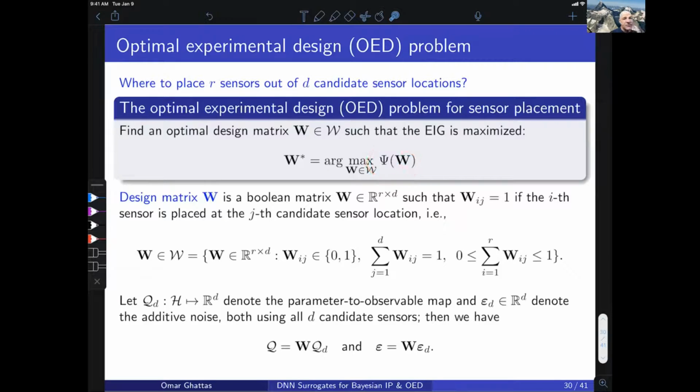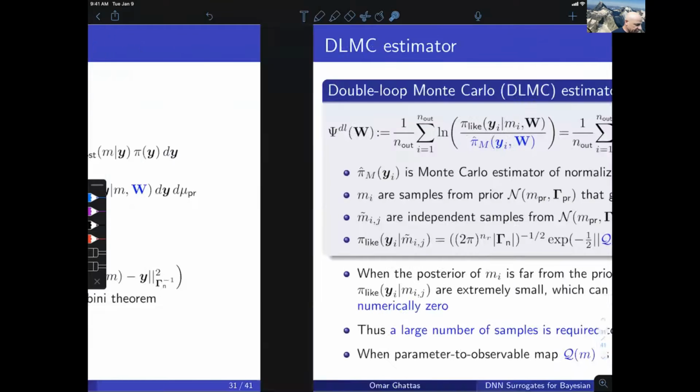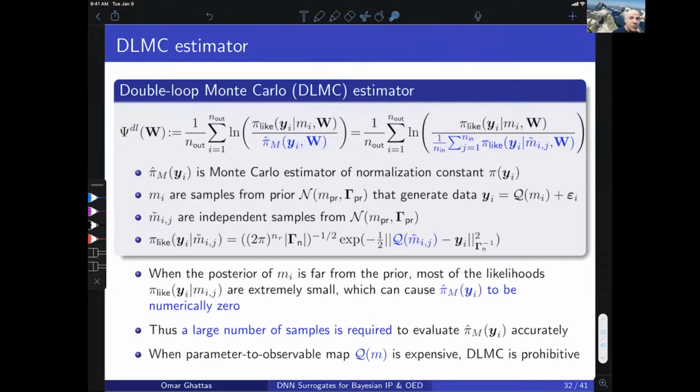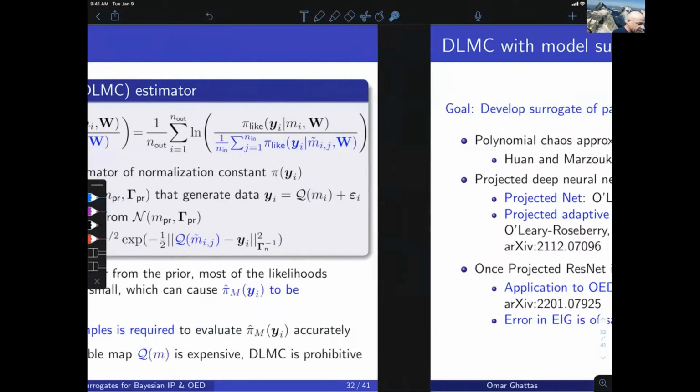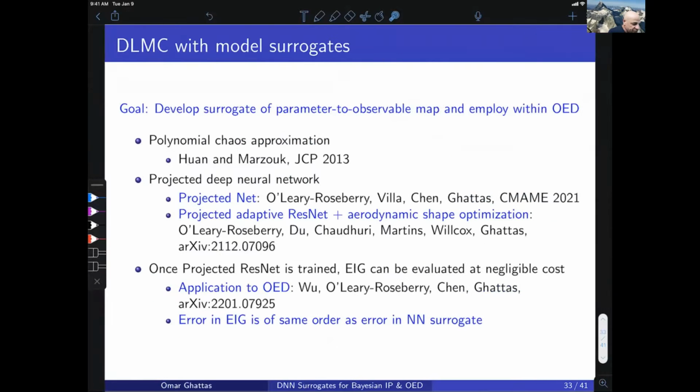So our utility function will depend on W. The question is the utility function. We cannot use double loop Monte Carlo for that. So instead, well, I'll skip this. There are some manipulations that we do, but in the end, we use the surrogate representation of the parameter-to-observable map to accelerate the samples. Once constructed, we never touch the PDE again, as you do with any surrogate.